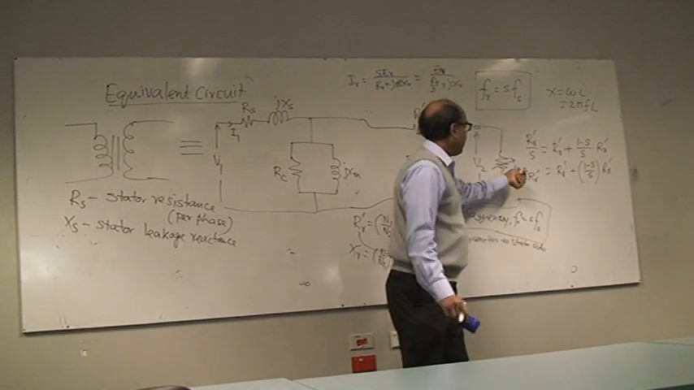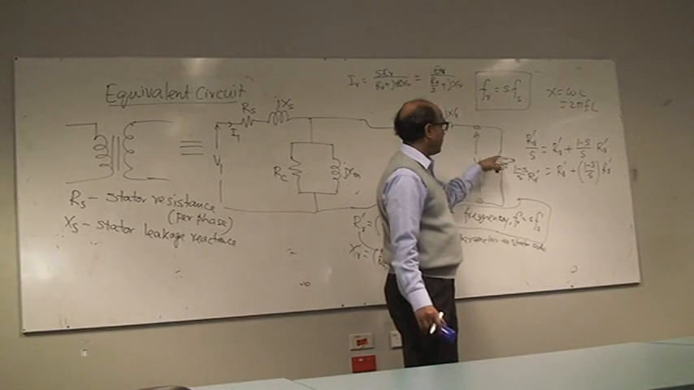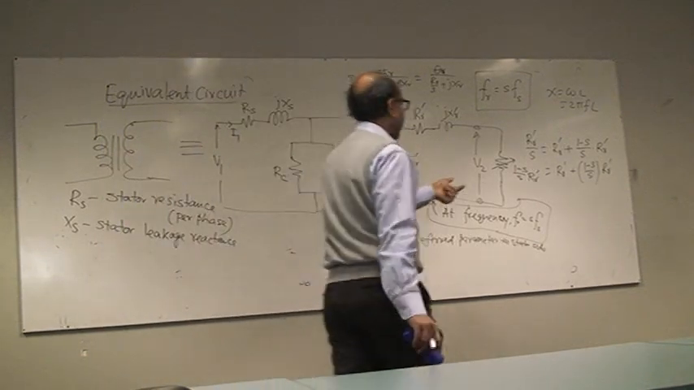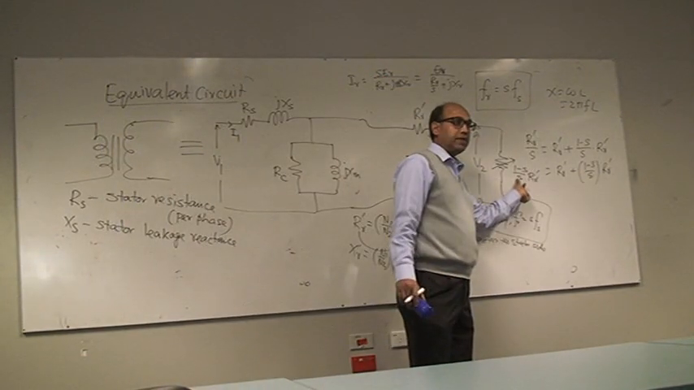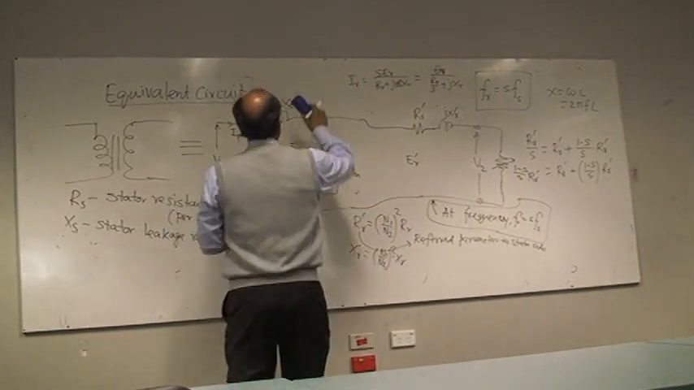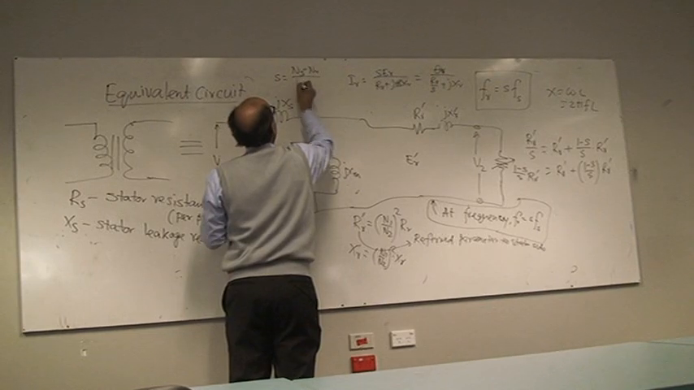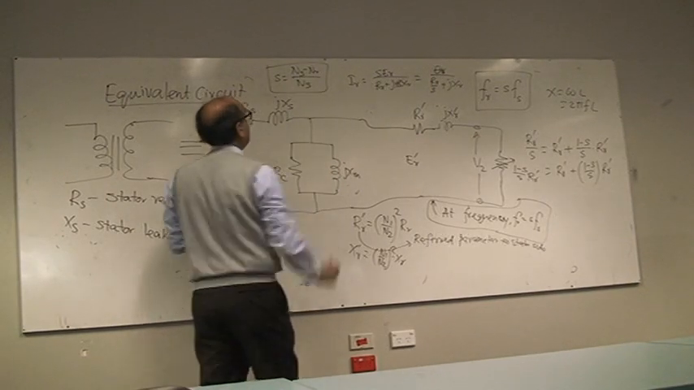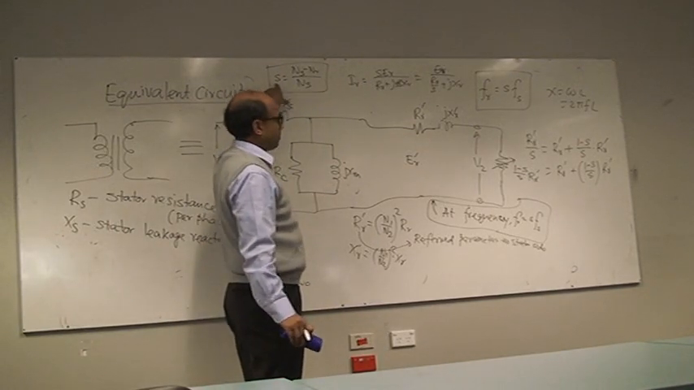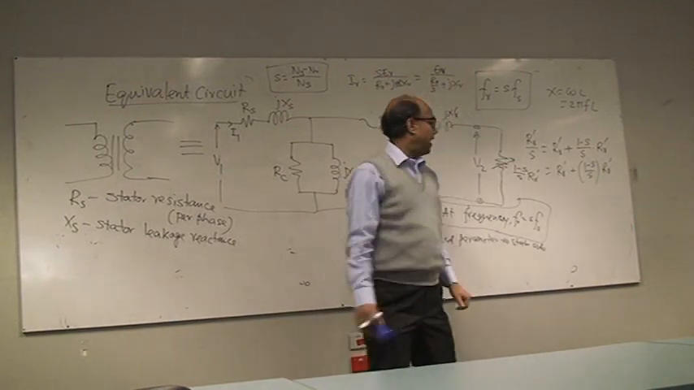This component (1 minus S) by S times R2', I have indicated by an arrow, and this arrow indicates that it's a variable component. Why is it variable? Because of this term S. S is the term slip, isn't it? As our speed changes, slip also changes. If you remember the definition of slip, slip is (Ns minus Nr) by Ns, where Ns is the synchronous speed and Nr is the actual rotor speed. Slip can vary from 0 to 1, and because of that we indicate it as an arrow.